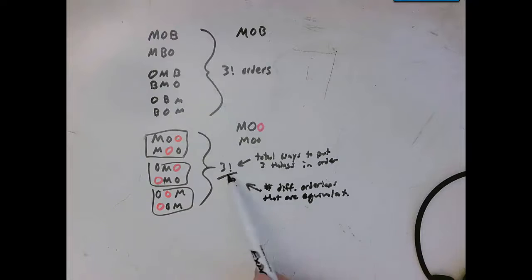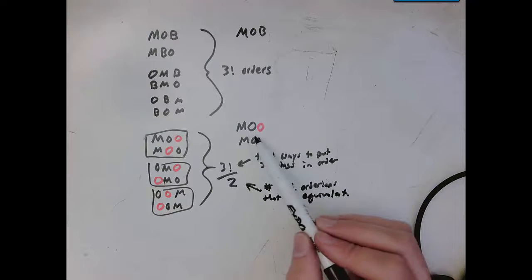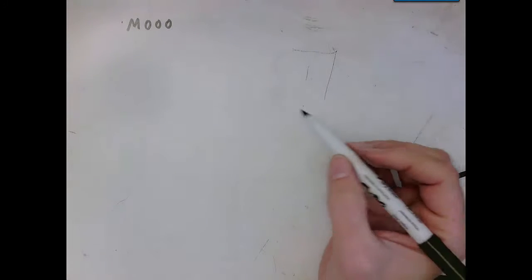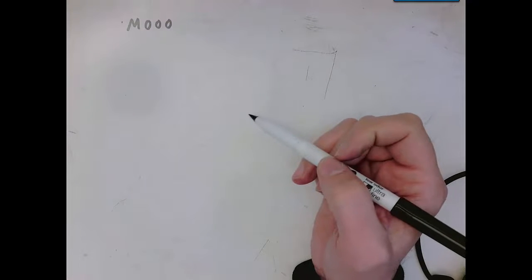So there you have it. 3 factorial is the total ways to put 3 things in order. 2 is the number of different orderings that are equivalent. So what if we were going to add another letter here? So think how would you calculate that using the same approach for a minute. Go ahead and jot something down.